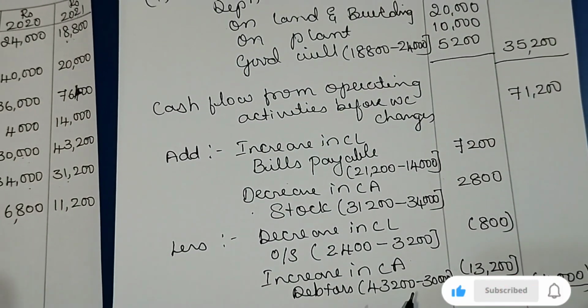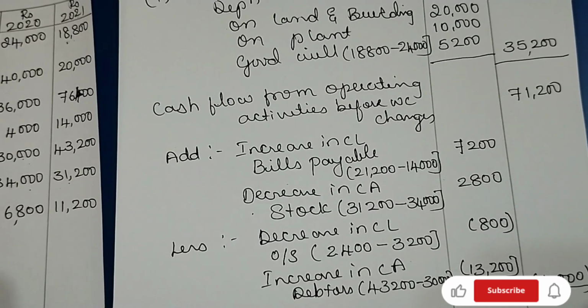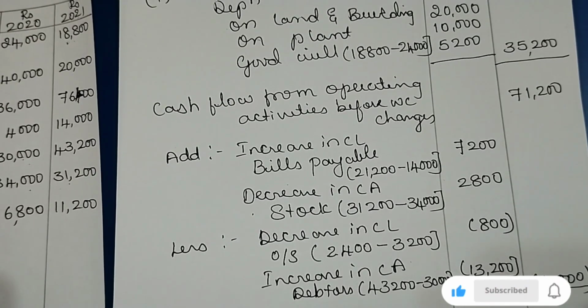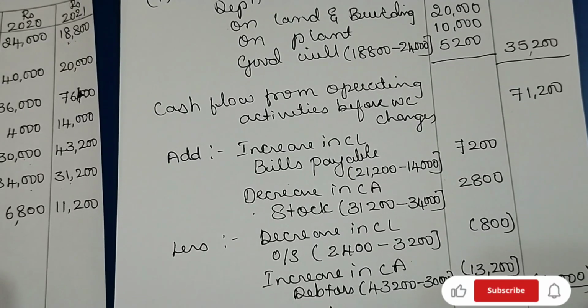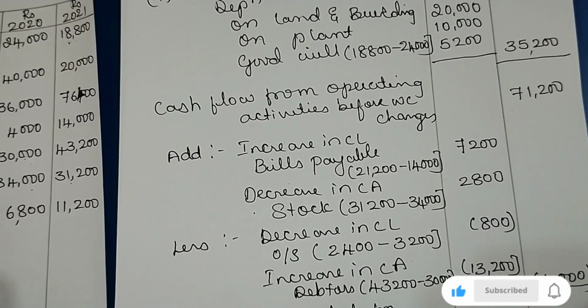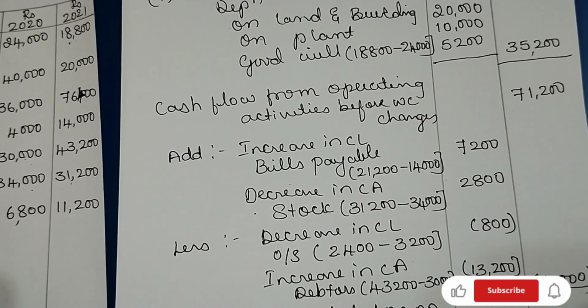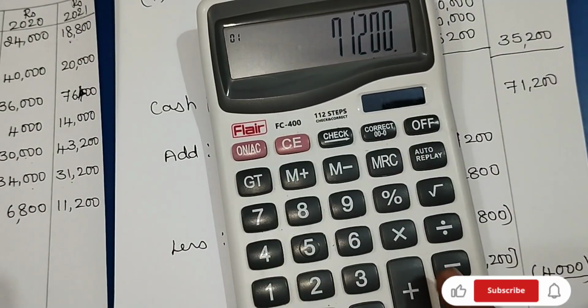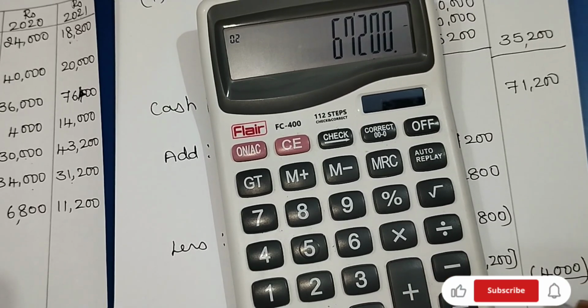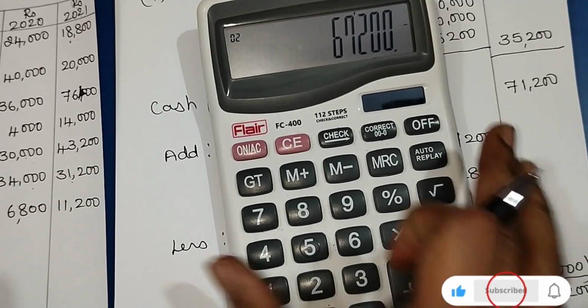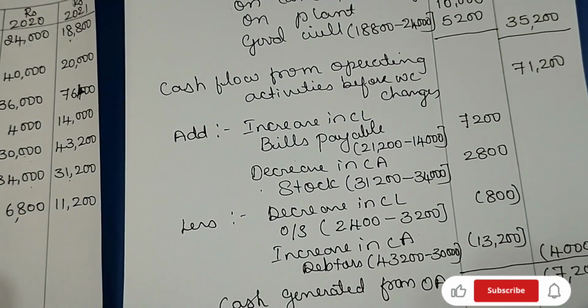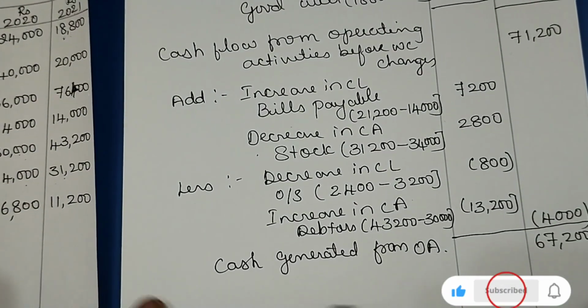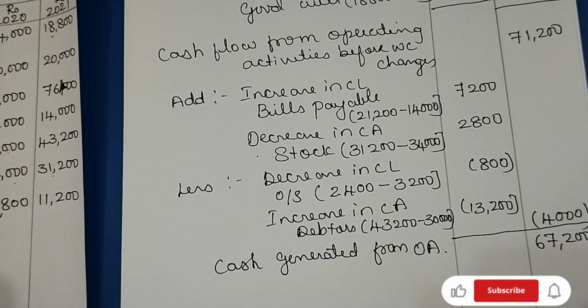Okay. Now cash generated from operating activity is 71,200 minus 4,000, 67,200. This is not our net cash flow. Okay, from operating activity, this will be cash generated from operating activity.